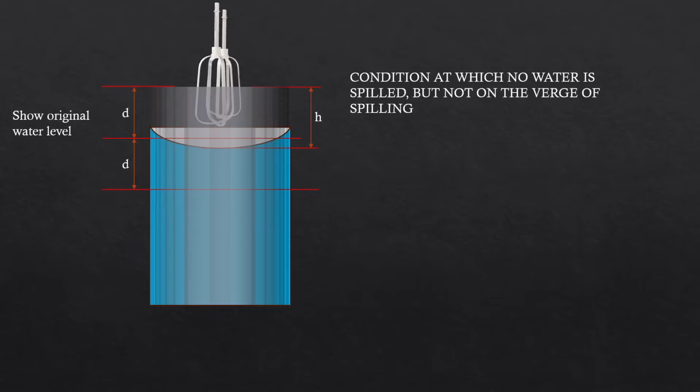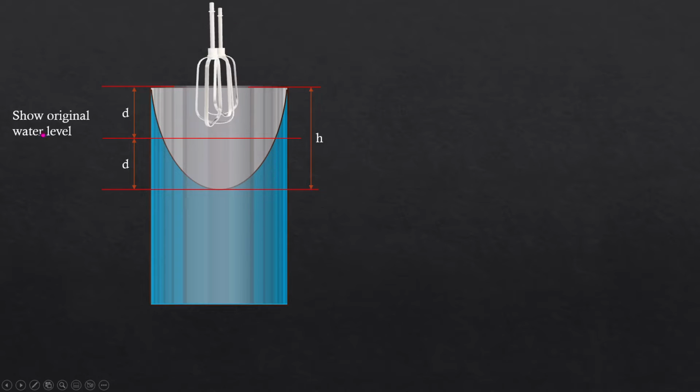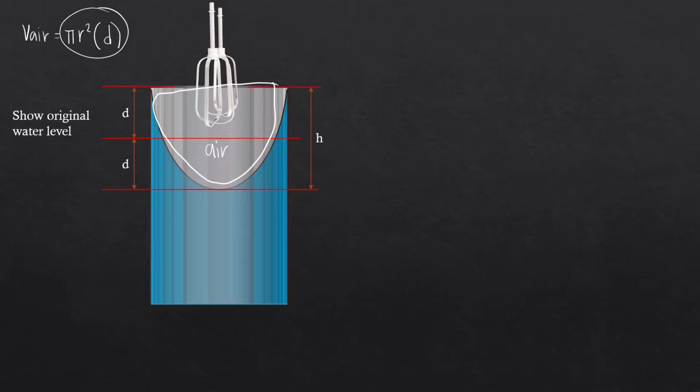It happens when it meets this condition. Let's rotate the vessel faster. This is what will happen. And so again, if we are to show the original water level, we have this one. But this is now the new water level, but the surface is now curved. Now recall that the original volume of air was pi r squared multiplied by D. And so when the vessel is on the verge of spilling, then this volume, the volume of the air, should equal this volume, because this is the last point at which this volume is not exceeded.